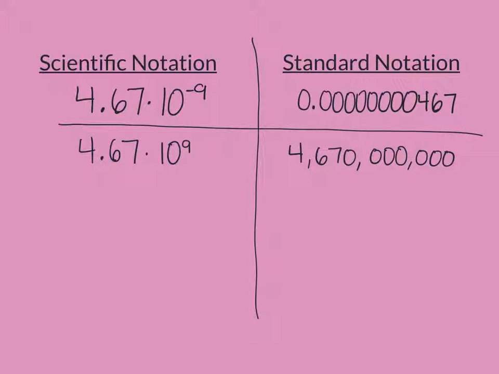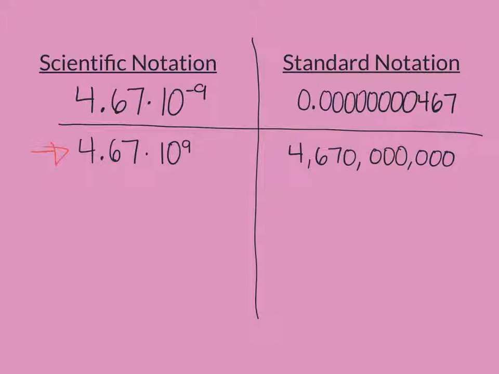So there are 2 ways to write numbers. We could either write a number in scientific notation or we could write a number in standard notation. And we can go back and forth between these 2 different ways. Let me explain exactly what each one of these parts of scientific notation means. Let's first take a look at this second example.